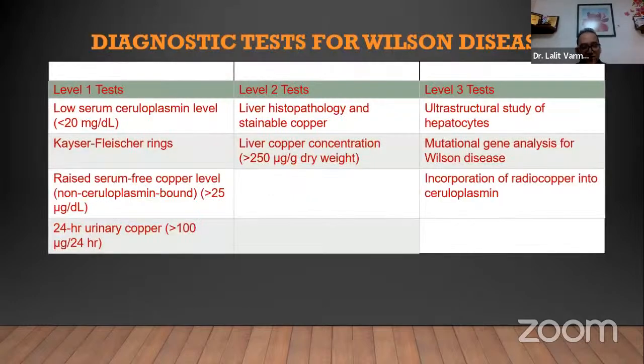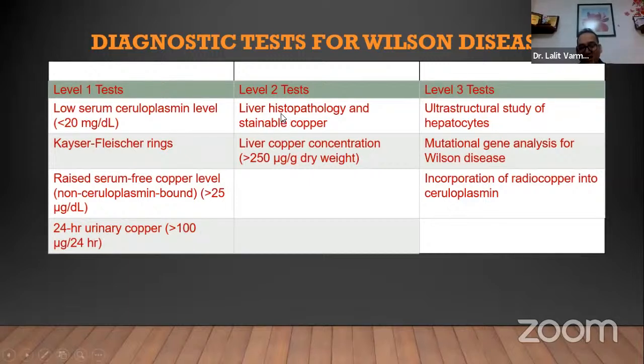Now, diagnostic tests for Wilson's. Of course, the level 1 test is doing a ceruloplasmin, which is quick and easy, getting an ophthal check for a KF ring, doing a free copper level, which is usually elevated in Wilson's, but the main one still remains the 24 hours urine copper. And if it is more than 100 micrograms per 24 hours, then definitely it is Wilson's.